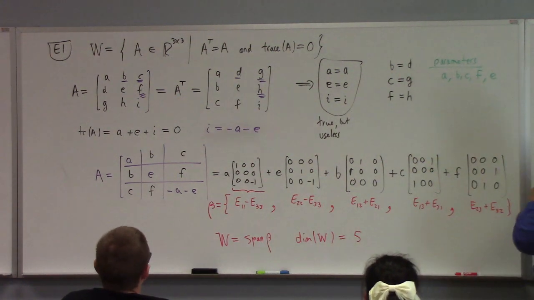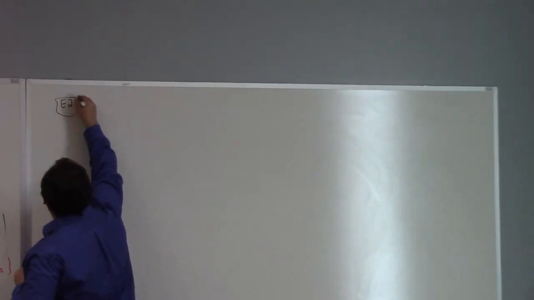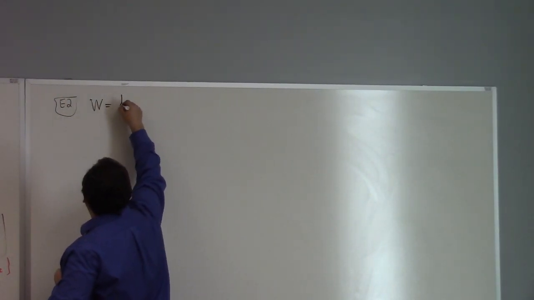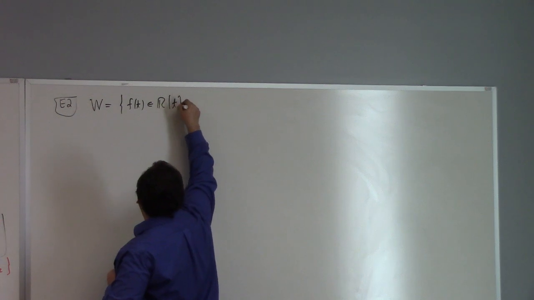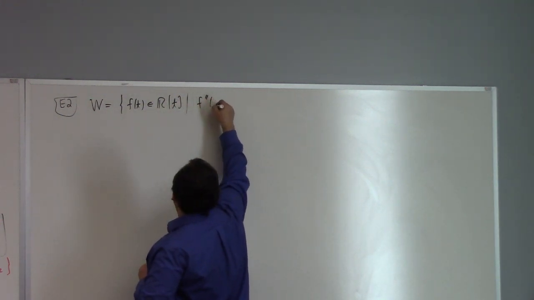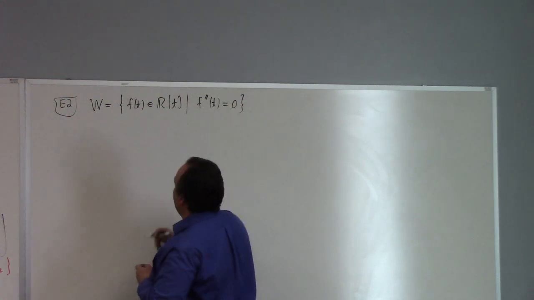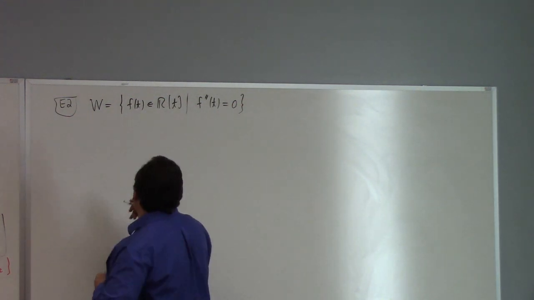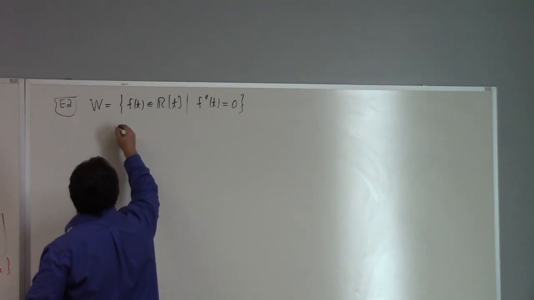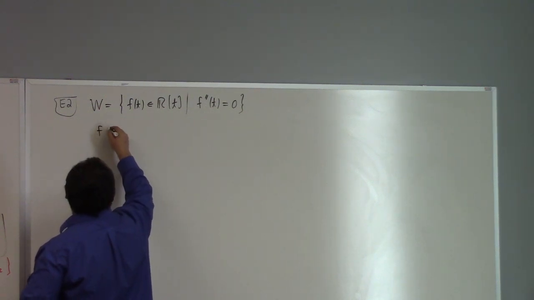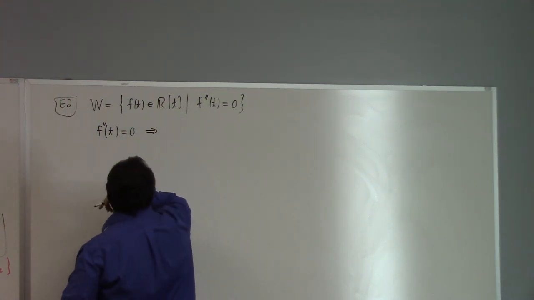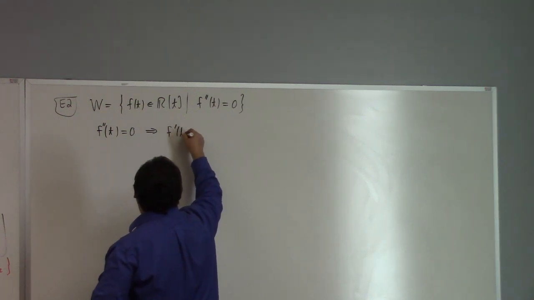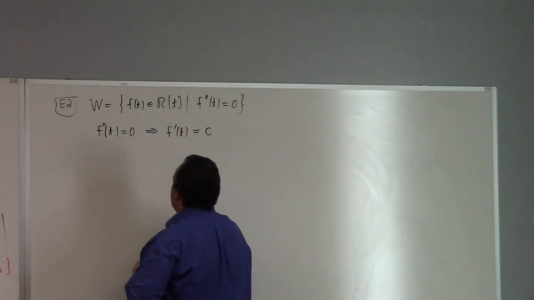Example 2. We'll do something way easier. Suppose your W is equal to polynomials, we'll say in T, such that f prime prime of T is equal to 0. So, if we have f prime prime of T equals 0 and it's a polynomial, what's that tell us? That tells us that f prime of T is equal to a constant, right?